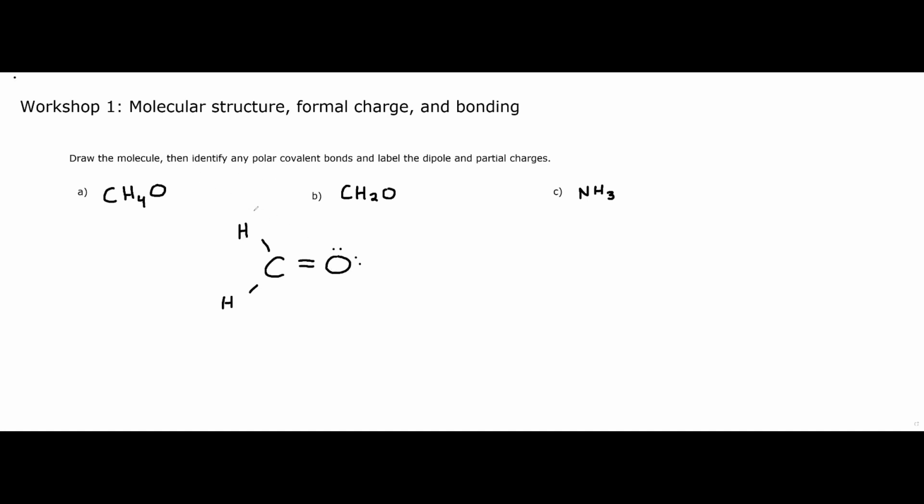Now we need to identify any polar covalent bonds. Remember, the CH bonds on the left are nonpolar, but hopefully you remember from the last problem that the CO bond is polar. So let's draw a dipole arrow towards oxygen. Okay, that means carbon is partially positive, and oxygen is partially negative. We're pulling electron density through that CO bond towards oxygen and away from carbon. So carbon is partially positive, oxygen is partially negative.